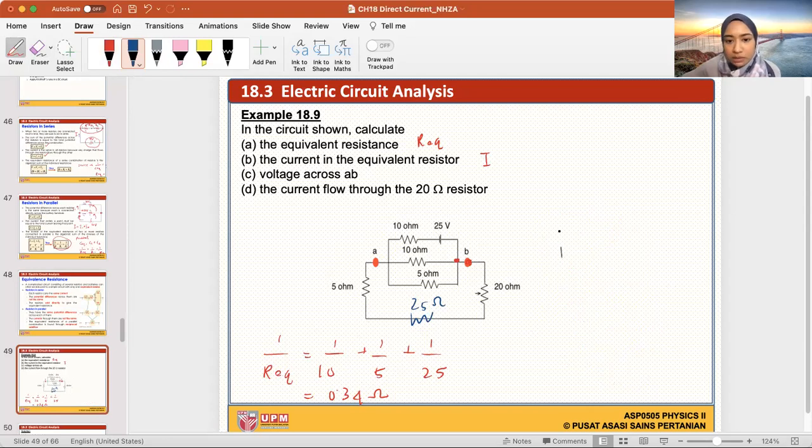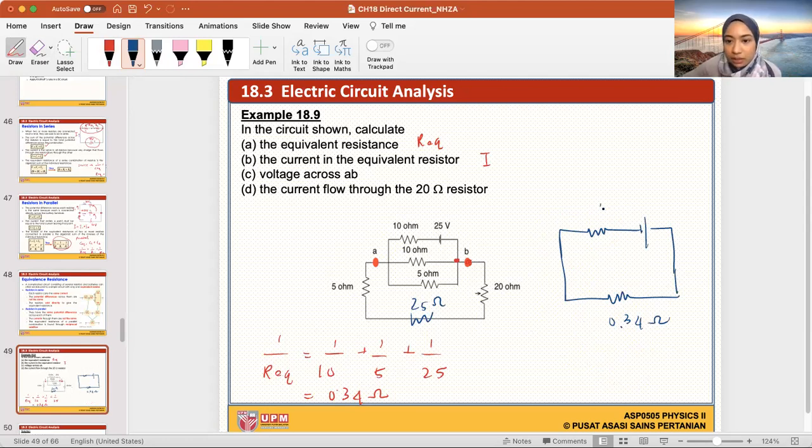Okay, I hope everyone is still with me and not dying slowly, because this is actually not difficult anymore. So 0.34 ohms. Okay, the disturbance has arrived. What do you want? What do you want?